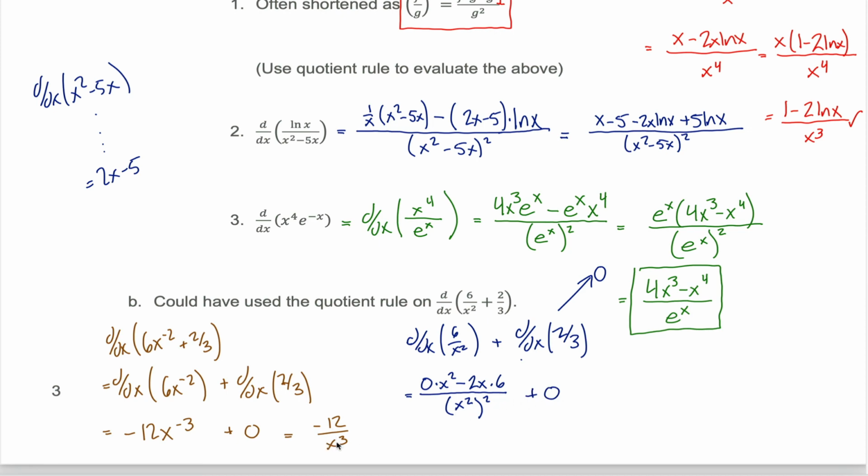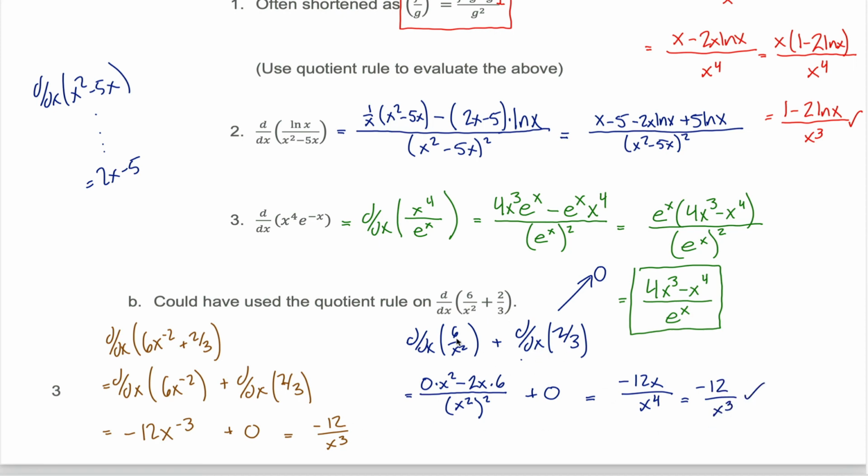Is this equal to negative 12 over x cubed? Well, it better be. Let's see how. 0 times anything is 0. So I have negative 2x times 6, I have negative 12x up on the top. And then on the bottom, I got x squared squared, which as we talked about earlier is x to the fourth power. I can cancel this x with one of these x's, and I get negative 12 over x cubed, the exact same answer that I got over here.